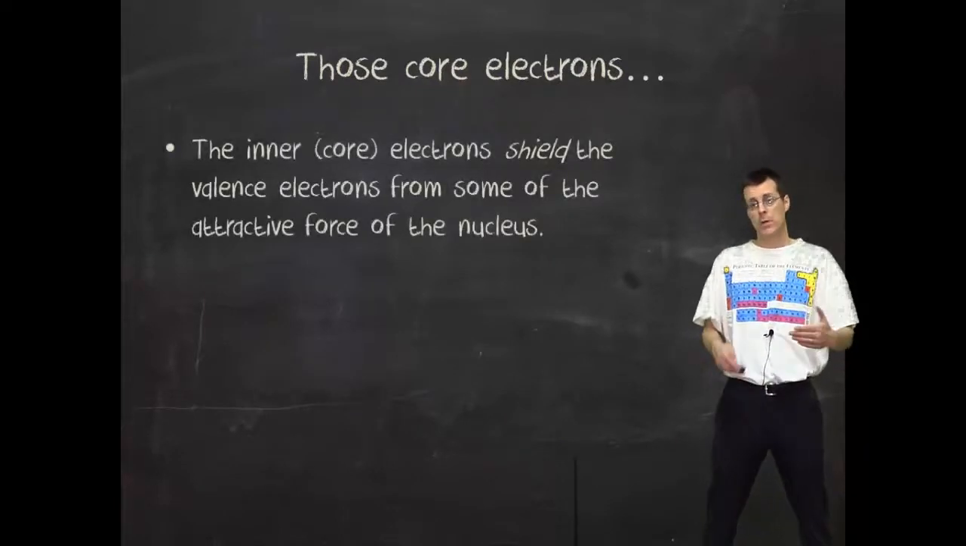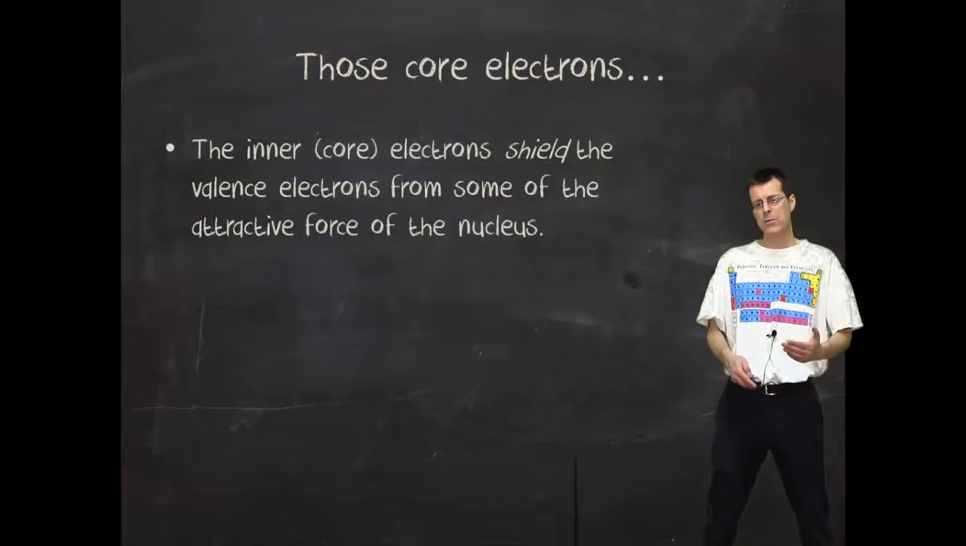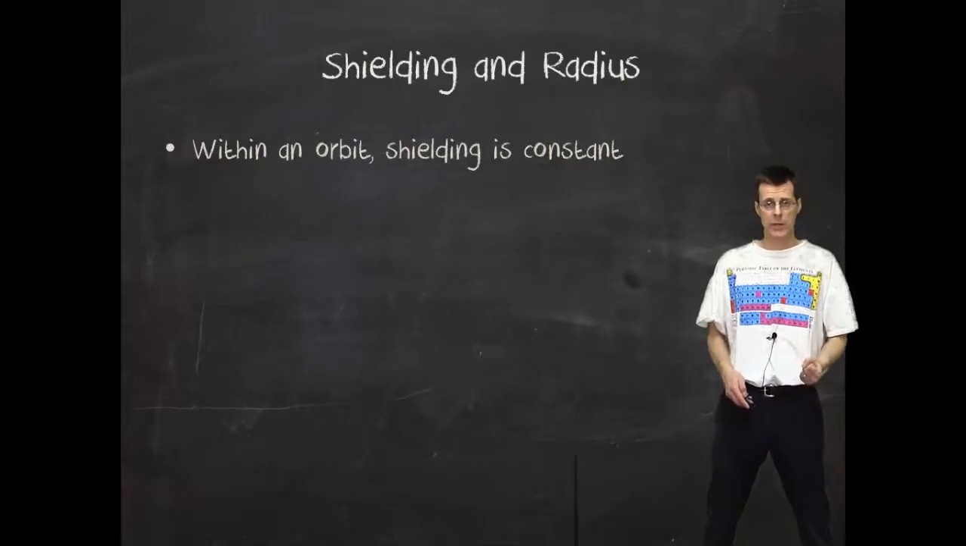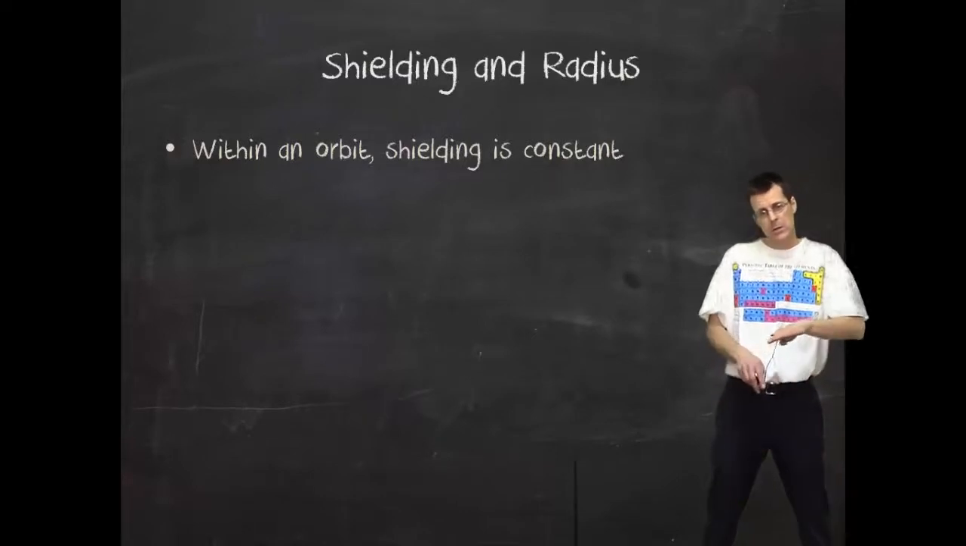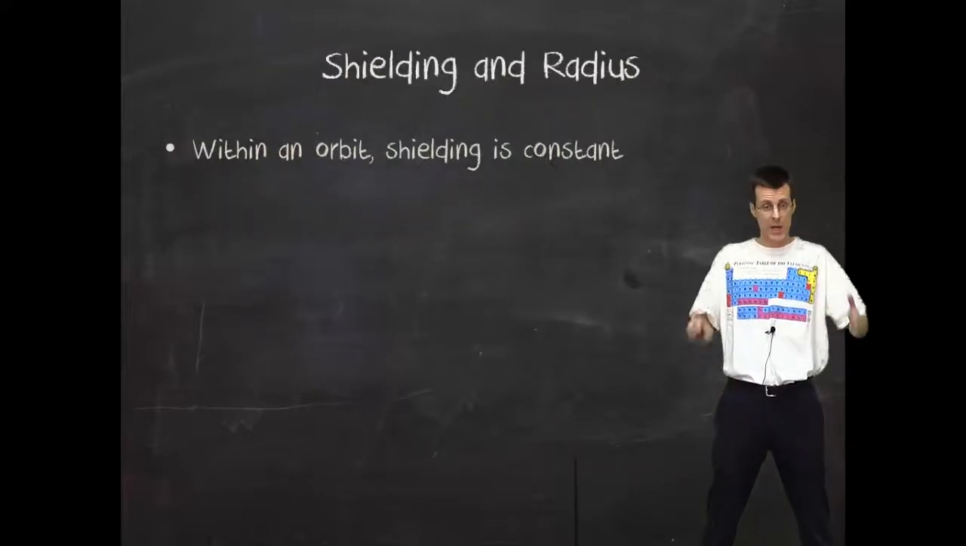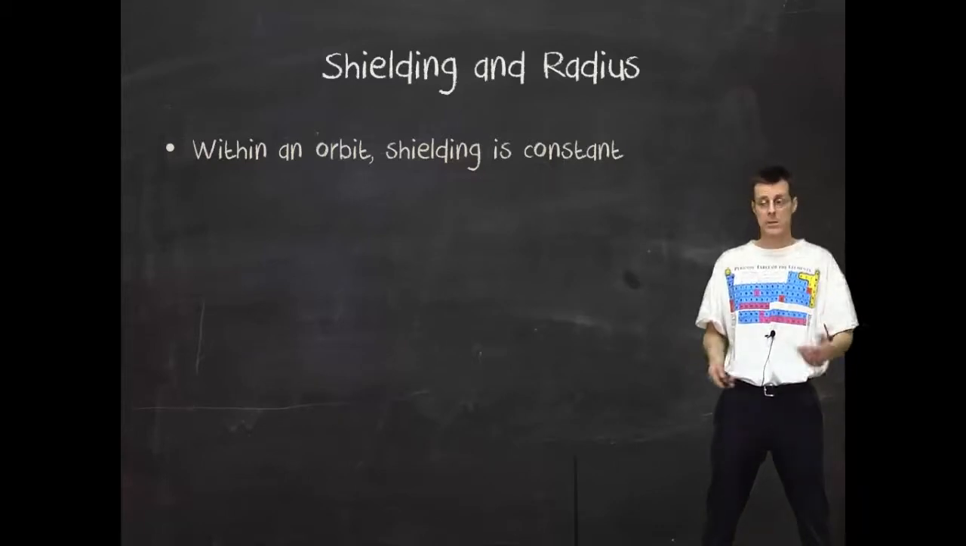So core electrons are those inner electrons, as I mentioned. The other thing about the core electrons is that they do something called shielding. And shielding is that absorption or canceling of attractive force. Now as we go left to right, as we start filling up an orbit in an atom, the shielding electrons are still the inner ones. As I'm adding electrons to the outer orbits, the inner orbits are staying constant, staying fixed. So the shielding is the same.